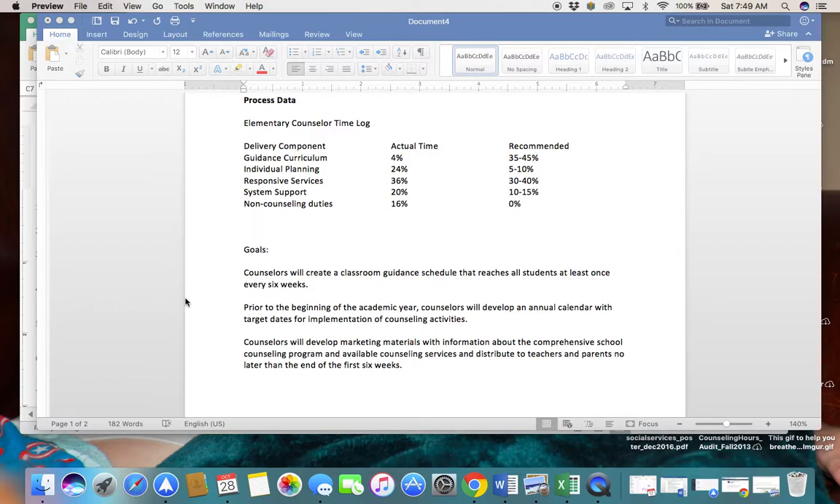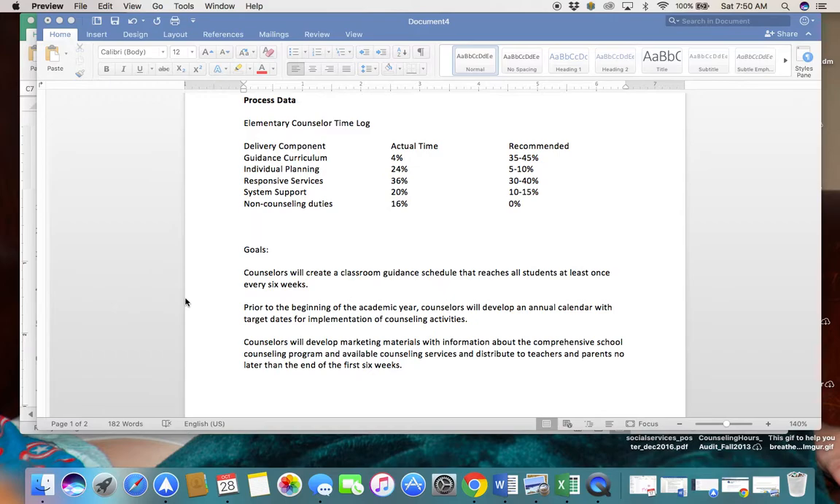So we have a goal for all counselors in the district that prior to the beginning of the academic year, counselors will develop an annual calendar with target dates for implementation of counseling activities. Okay, so we know who's going to do it. We know what they're going to do. It's measurable. We can see the annual calendar. We have proof of it. And the time part of it is prior to the beginning of the academic year.